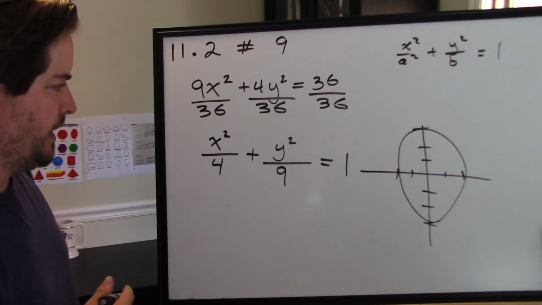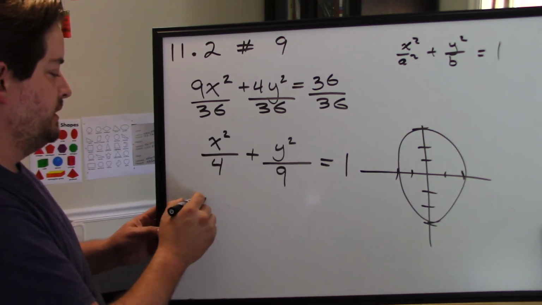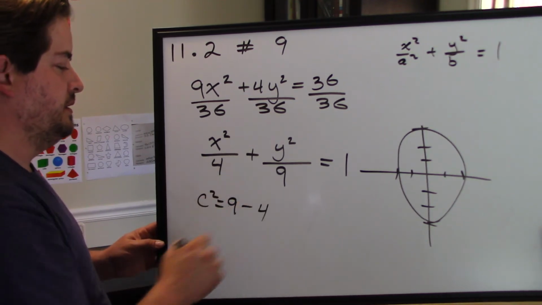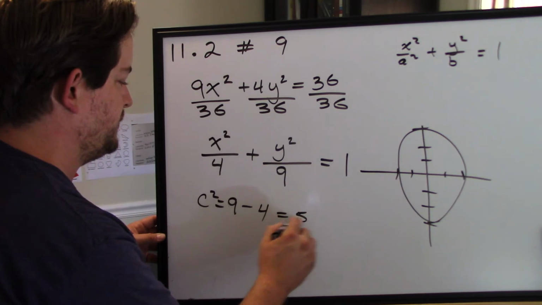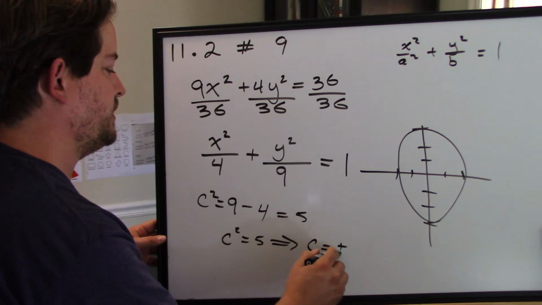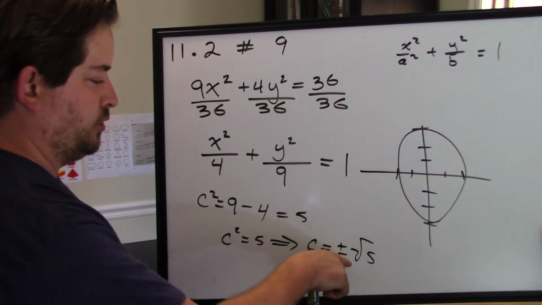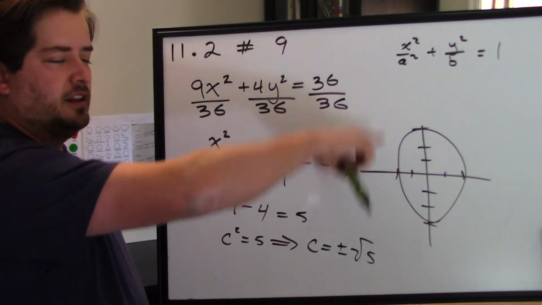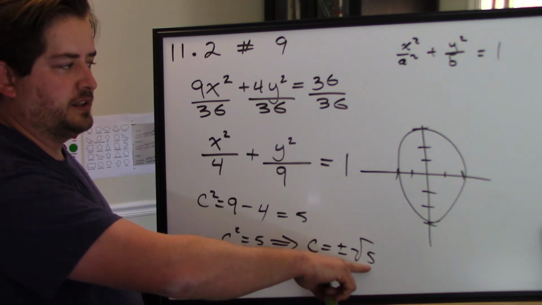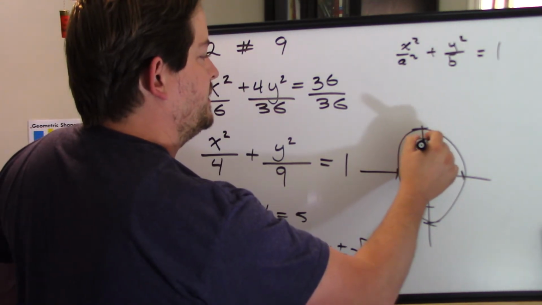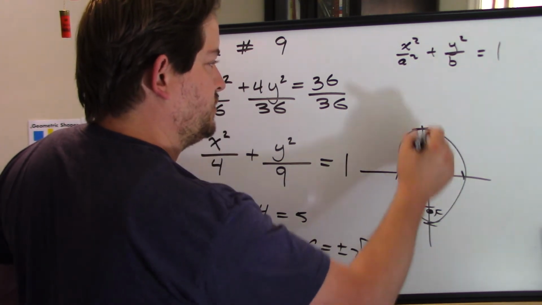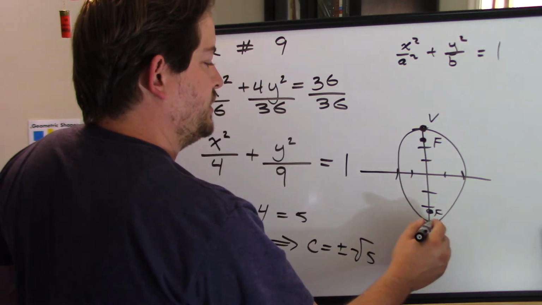Now, the other thing that you would be asked for, of course, is the focus. So c squared is, and again, it's always the largest minus the smaller. So 9 minus 4 is 5. c squared is equal to 5, and therefore c is the square root of 5. You're going to go plus or minus root 5 from the origin, again along the major axis, that's the longer of the two. Square root of 5 is more than 2, but it's less than 3. It's somewhere in here. There's your focus. And then you'd have one down here, focus as well. Your vertex up there, your vertex down there.